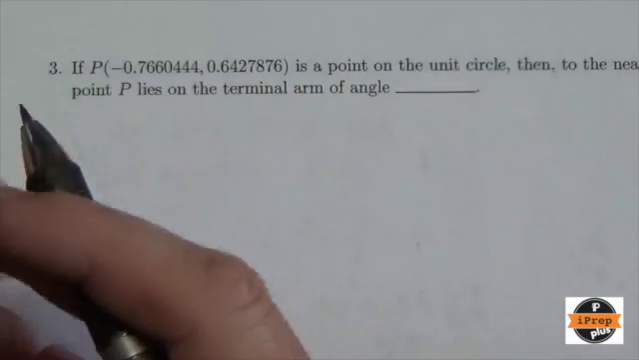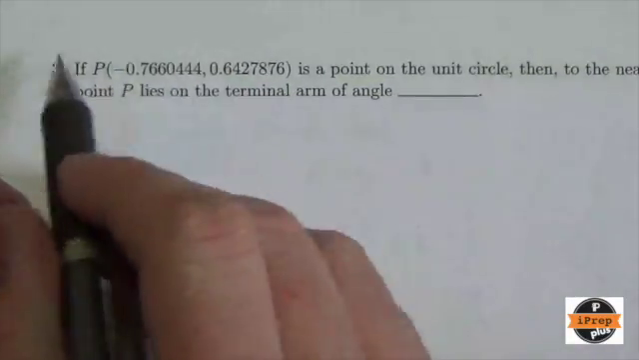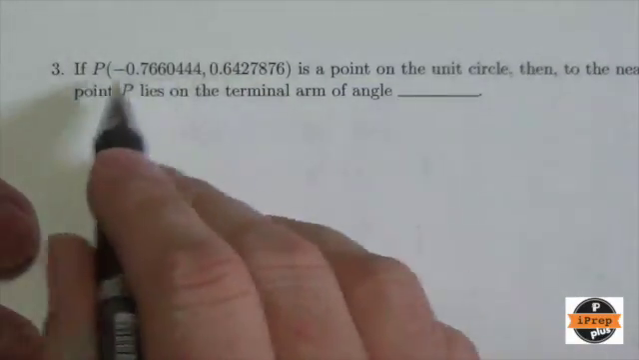If point P, negative 0.7660444, 0.6427876, is a point on the unit circle, then, to the nearest tenth of a degree, the point P lies on the terminal arm of angle what? So in this case right here, again, it's a matter of reading everything here. So we're given this point here, and wow, look at that point there.